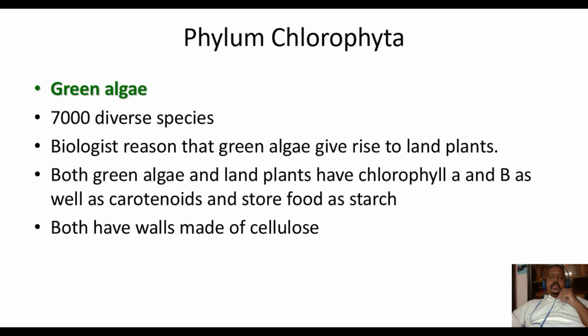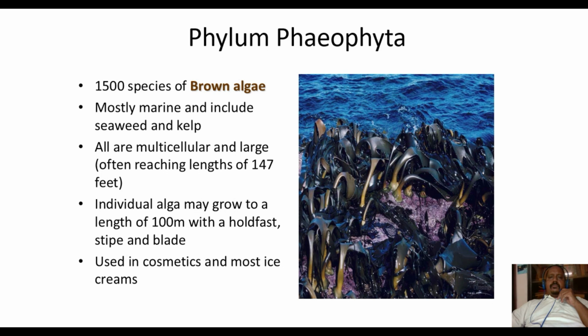So they are the forerunners of our land plants, and they contain, just like the higher plants, chlorophyll A and B as their pigments. Both higher plants and algae have cell walls made up of cellulose.